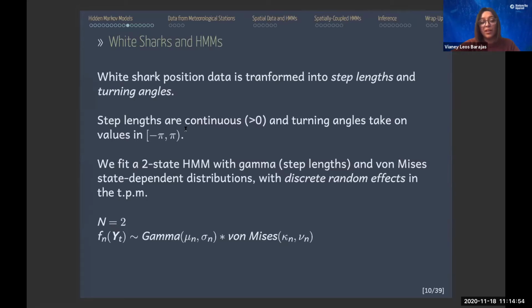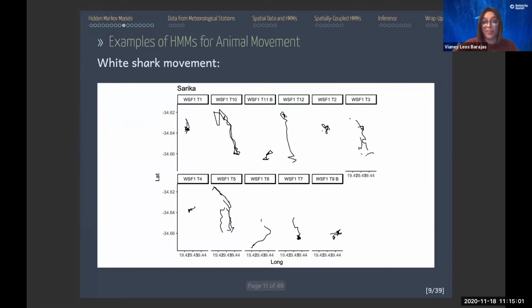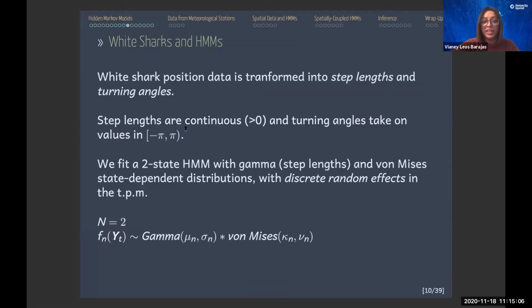In ecology, the fine scale position data, the trajectories, were collected. It's a position every 5 minutes, which is important to say as well. The white shark position data is transformed into what they call step lengths and turning angles. Step lengths are usually just the distance traveled, the Euclidean distance between 2 points. So you assume a straight line distance, which is an approximation of their distance traveled. The step lengths are continuous, and the turning angles take on values between minus pi and pi, which means now we're going to be modeling with a circular random variable.